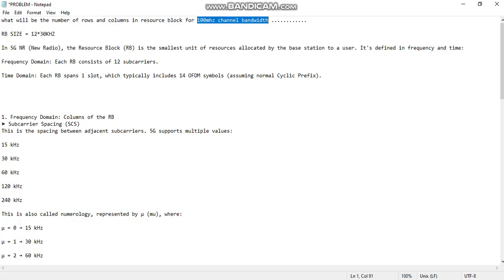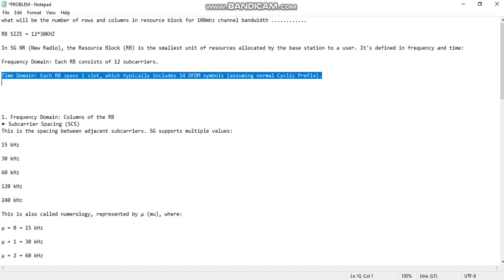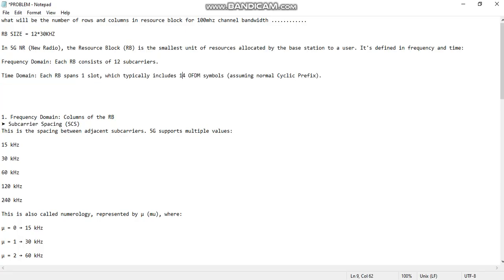So in the frequency domain, what do we have? In the frequency domain, we have resource blocks which have 12 subcarriers. And in the time domain, each resource block spans one slot, and that one slot has 14 OFDM symbols. 14 OFDM symbols when it comes to 5G and 7 OFDM symbols when it comes to 4G.